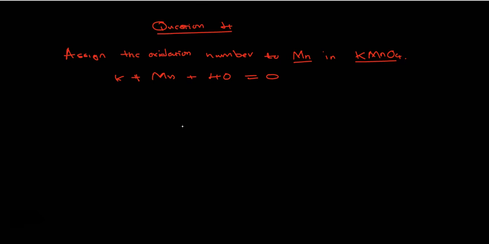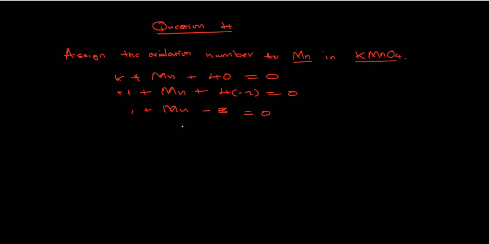Potassium in all compounds is positive 1. Manganese is the one we are looking for. Oxygen in all compounds, except with hydrogen peroxide, is actually -2, and it equates to 0. So 1 plus Mn, 4 times -2 is -8. It's equal to 0.